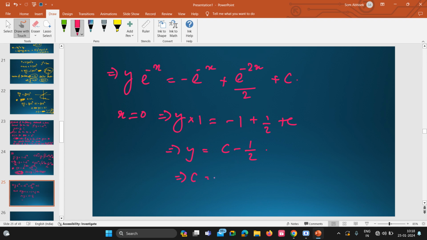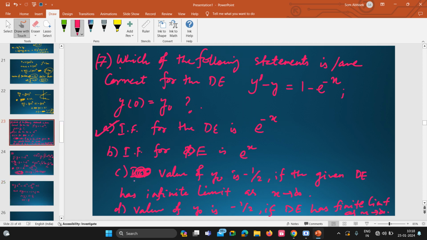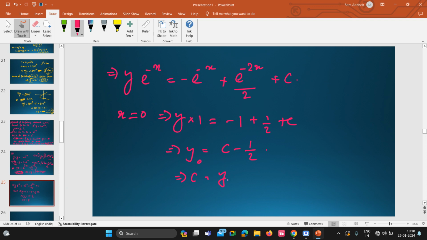So c is equal to, I can say this one is y naught because x is equal to 0. Because we are asked the value of y naught, isn't it? Y naught means what? When x is equal to 0. So c is equal to y naught plus 1 by 2.